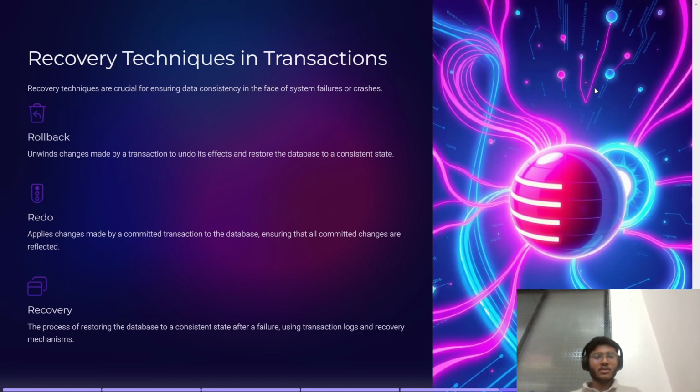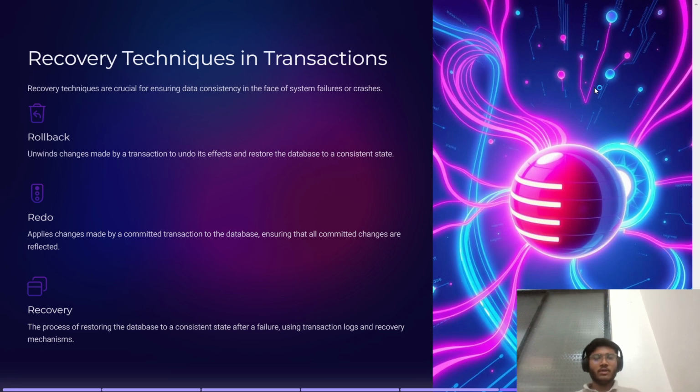So the recovery techniques in transactions are: first is rollback, and then recovery. The recovery techniques are crucial for ensuring data consistency in the face of system failure or crashes. Rollback means unwinding changes made by a transaction to undo its effect and restore the data to a consistent state.